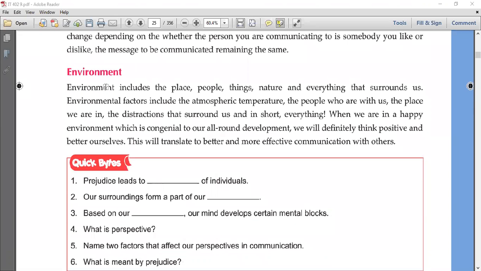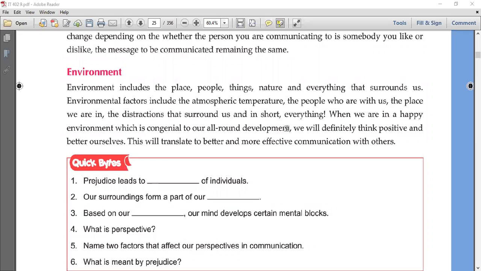Then certain environmental factors also affect. It includes the place, people, things, nature, and everything that surrounds you. These are also important factors, right? Atmospheric temperature, the people who are with us, the place we are in, distraction around you, right? So everything. Whenever we are in a happy environment, we are congenial to our all-around development.